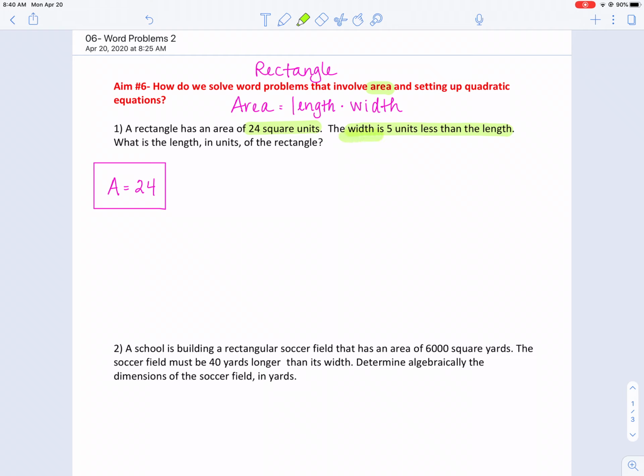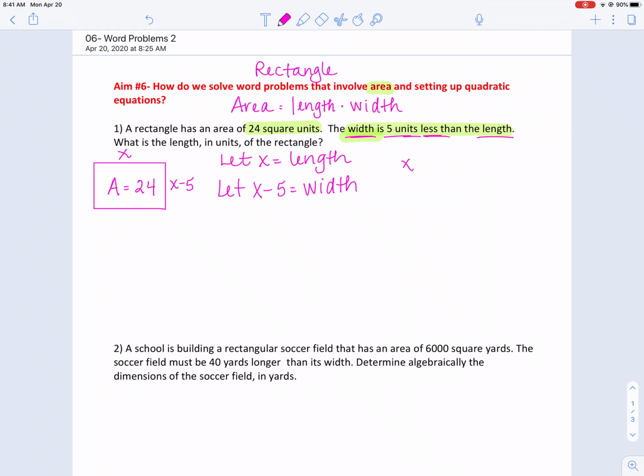So if you know that the width is 5 units less than the length, you know nothing about the length. So you're going to automatically let x equal length. And if you know the width is 5 units less than, then you're going to let x minus 5 be your width. Okay? So think about it. Here's your length and your width. Well, if we go back to our original, knowing that our area is equal to length times width, we have our length and our width.